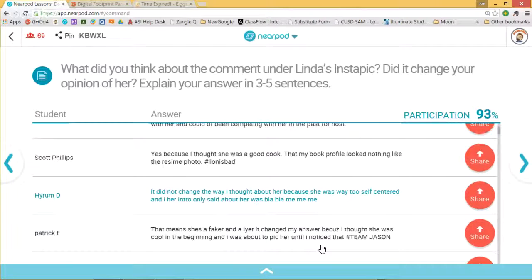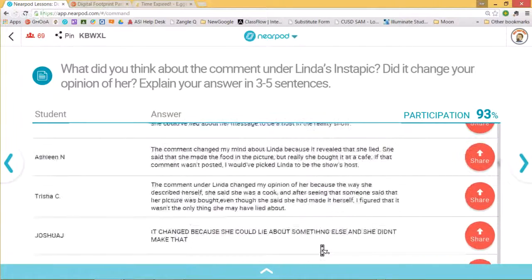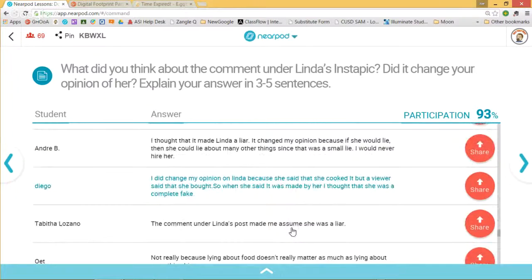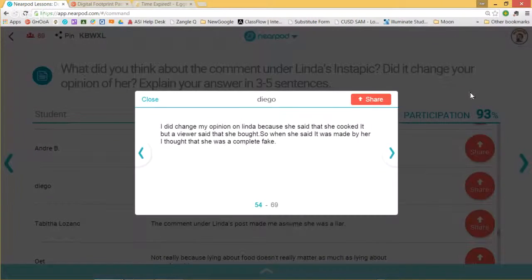Hiram, are you in this class? Okay, we have too many in this class. Let's go down farther. Let's go to Hooten's class. Diego. Other class, perfect. So Diego, we're gonna read yours. You did change your opinion on Linda because she said that she cooked it, but a viewer said that she bought it. So when she said it was made by her, I thought that she's a complete fake.